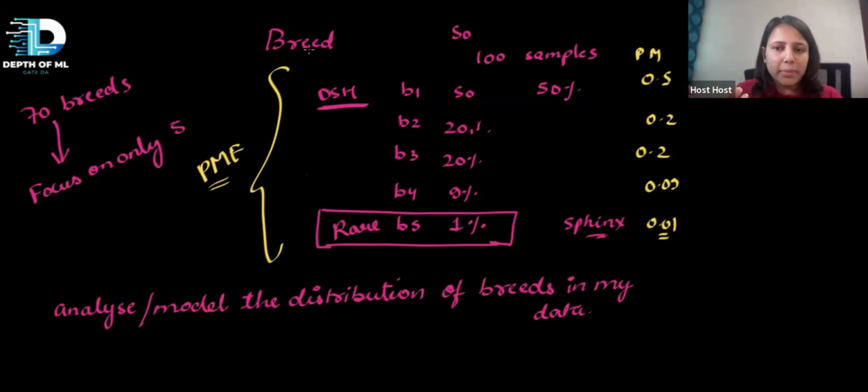This is an estimate, right? This is an estimate that I did, but there is some original PMF that these cat breeds will have. I have no idea about that, but I would like to estimate it. I would like to estimate it because of multiple reasons. I'll come to that. Why would I want to estimate the probability mass function of this particular breed?